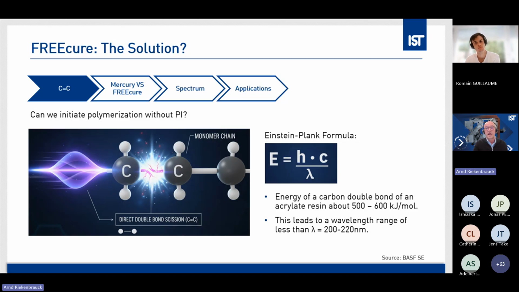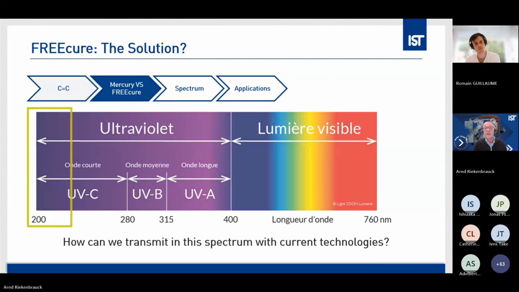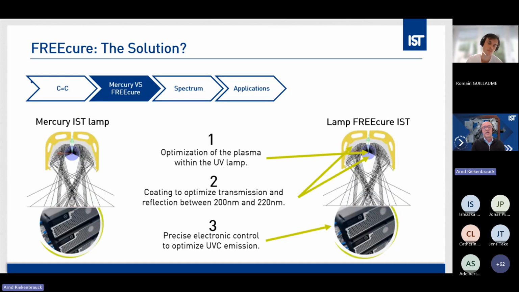We now have to look at how we did that in terms of building a suitable lamp. It's the wavelength we see here on the yellow side, which is necessary at a very strong intensity. And how could we transfer that into current technology? So we had to optimize the plasma within the UV lamp. We had to optimize the coating of the reflectors to be able to reflect these ultra short wavelengths. And last but not least, the electronic control to drive the lamp is completely different from what we find in a conventional lamp.